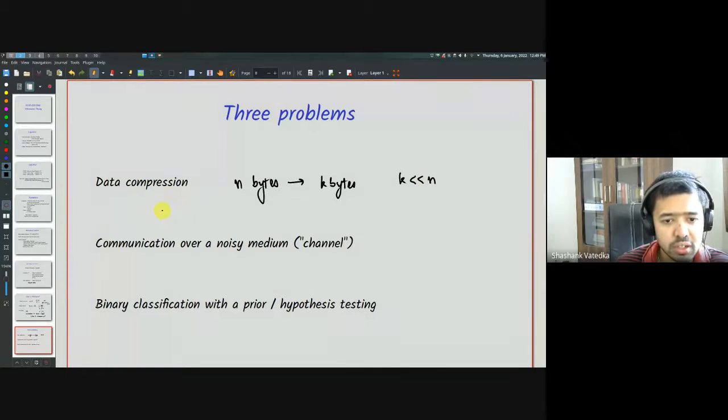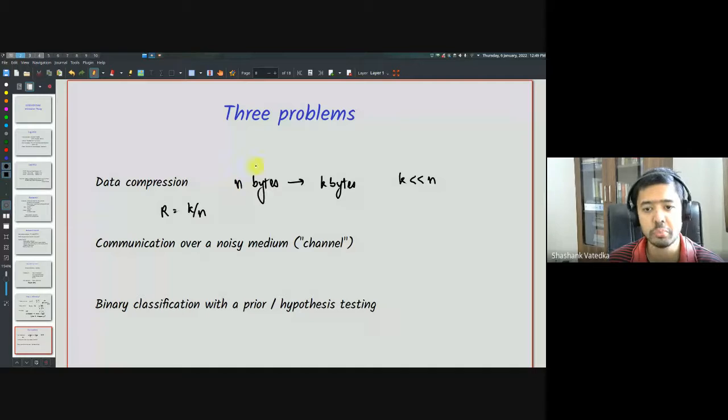So let us define this quantity, which is k over n. So obviously, if you have a larger file to begin with, k will be larger. That's intuitive. And if it's a smaller file, then hopefully k will also be smaller, right? So if you want to compress a 1 gigabyte file, then the compressed file will be maybe 100 megabytes. But if I am trying to compress a 1 megabyte file, obviously the compressed file size will be much smaller than 1 megabyte.